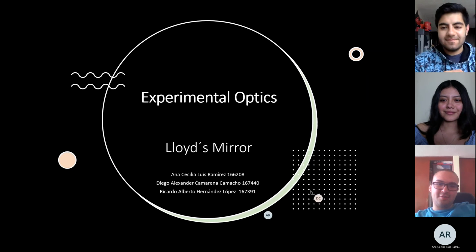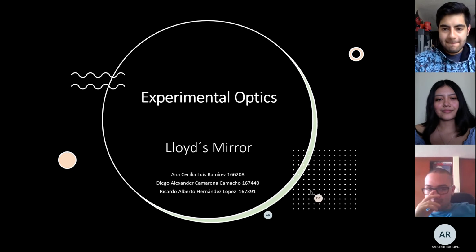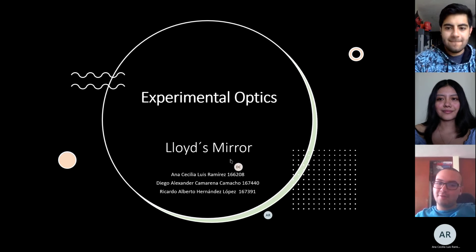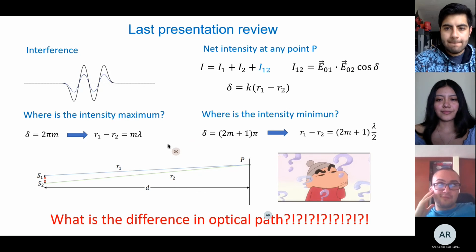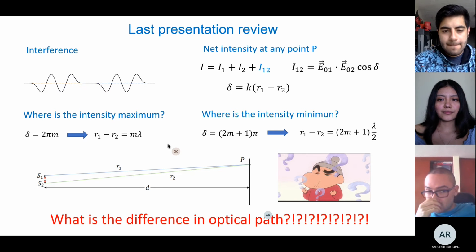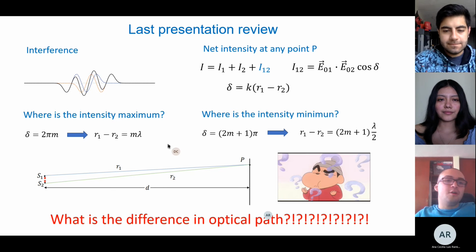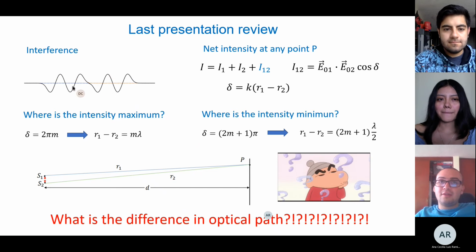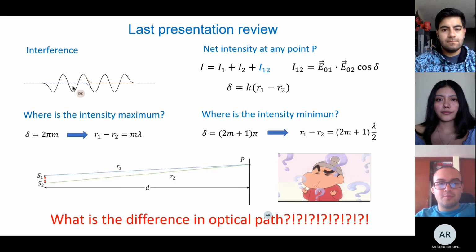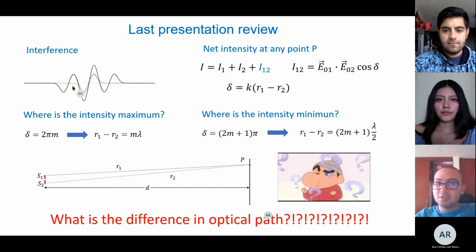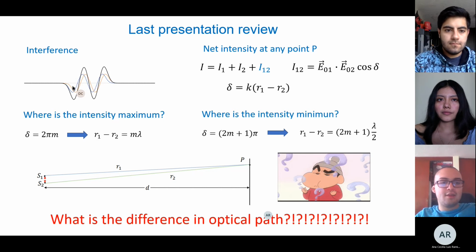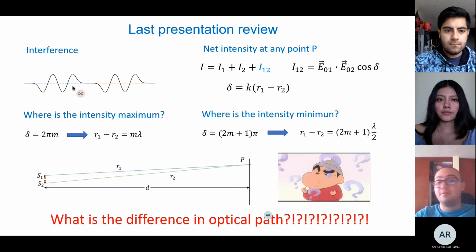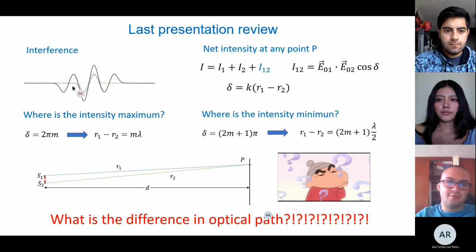Hi, I'm Diego, and today I'm with Ana and Ricardo, and we're gonna talk about the Lloyd's mirror. So first, we're gonna do a quick review of our last presentation, which was a Young interferometer, where we defined interference as an effect due to the principle of superposition, where two waves superimpose at some point in space, and they either generate a bigger wave or a smaller wave, or slightly bigger or slightly smaller.